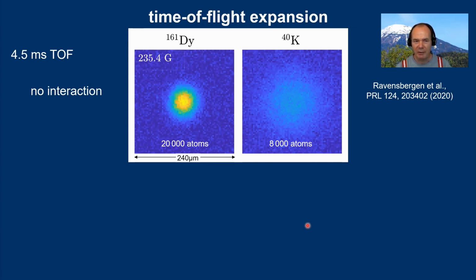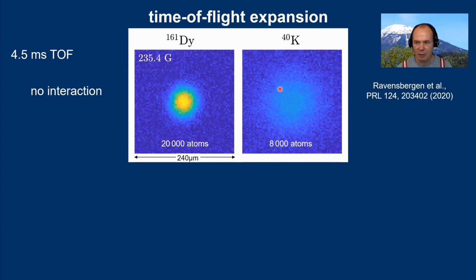And here you see we are at a magnetic field of 235.4 Gauss. This doesn't tell you much, but this means at this field, the two species are almost not interacting. The scattering length between the species is very, very small. And so both species expand freely, the dysprosium and the potassium. And potassium is lighter by a factor of 4, and so the expansion velocity in the ballistic regime, which goes with the square root of the mass, is 2 times faster. And there you see you have a smaller dysprosium cloud and a much larger potassium cloud. But this is what you would expect: 2 weakly interacting species, one heavy, one light.